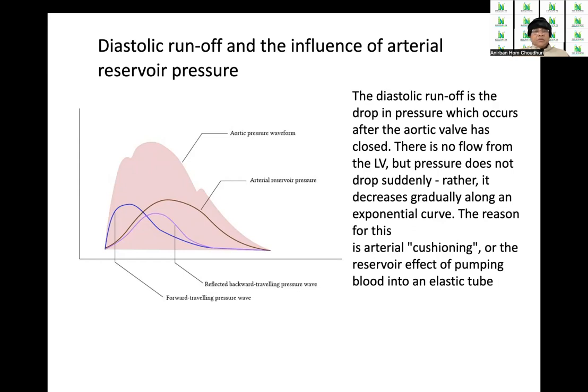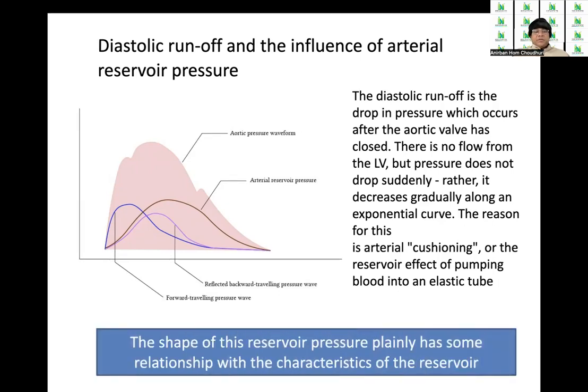Instead, a slow and gradual form is present. So this is known as the diastolic waveform. You can very clearly see in this picture how smoothly this arterial pressure, the gray lines, is coming down. The pink line reflects the reflected backward traveling pressure wave, and the purple color represents the forward traveling pressure wave. So the shape of this reservoir pressure plainly has some relationship with the characteristics of the reservoir, or in simple words, whether the vessel is atherosclerotic, whether it is very compliant or not.